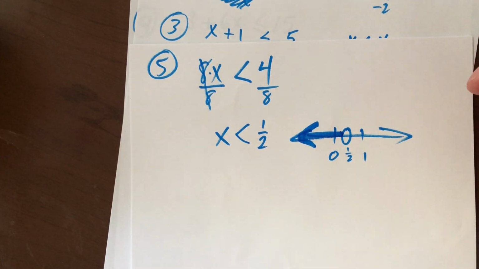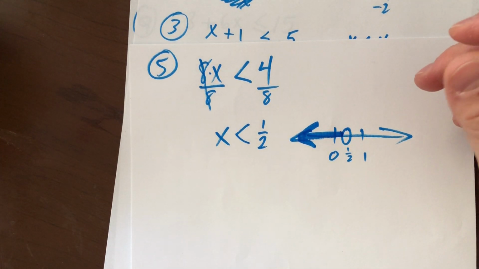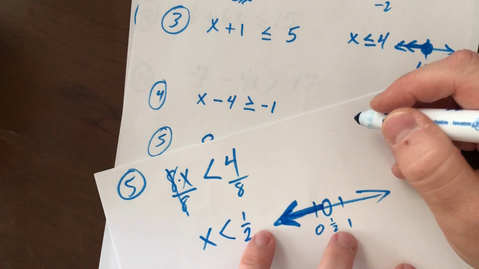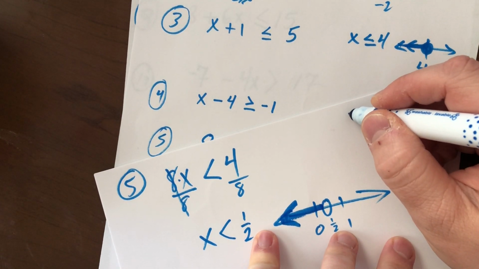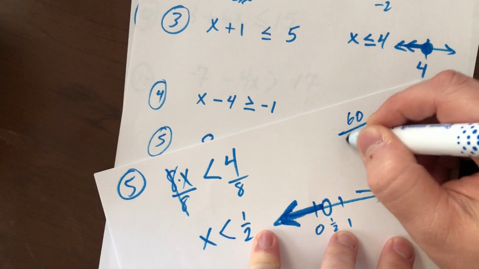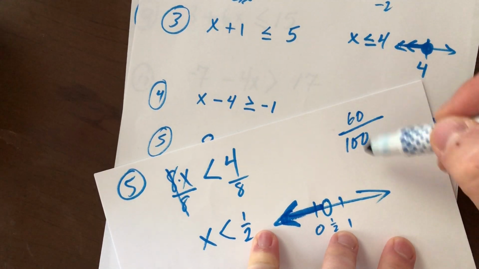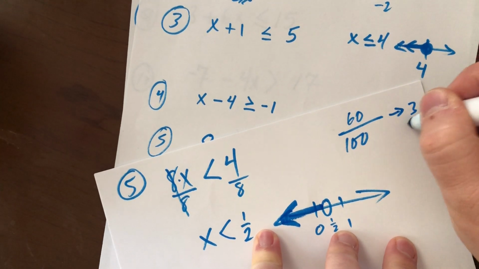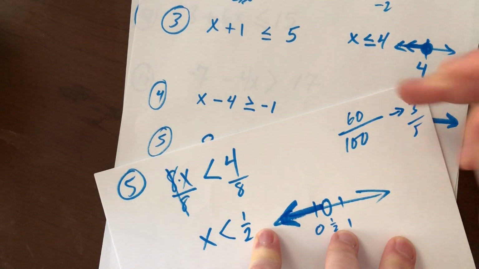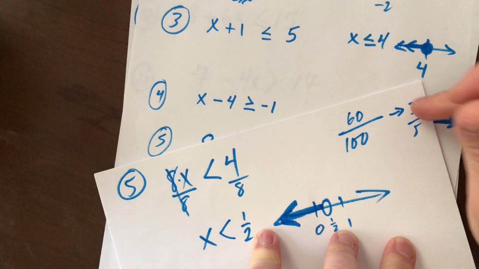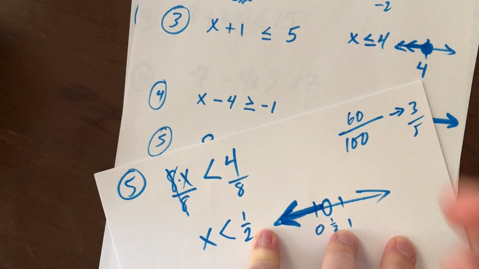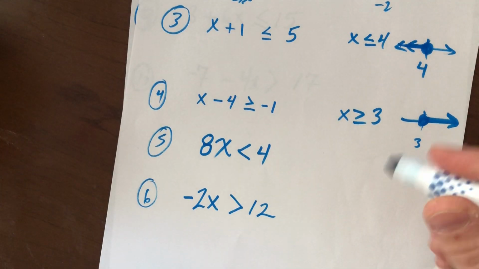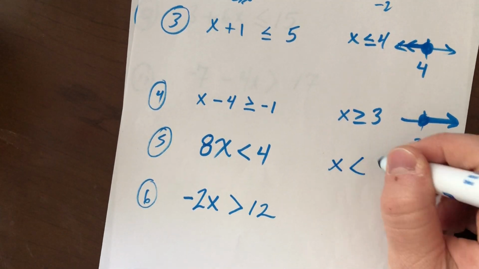All right. So real quick, let's test ourselves. If we had 60 over 100, try converting that to a fraction. That should convert to 3 over 5. If you can get 60 over 100 to 3 over 5 using your calculator, you know how to change it. So, good job. So 5 was x is less than 1/2.